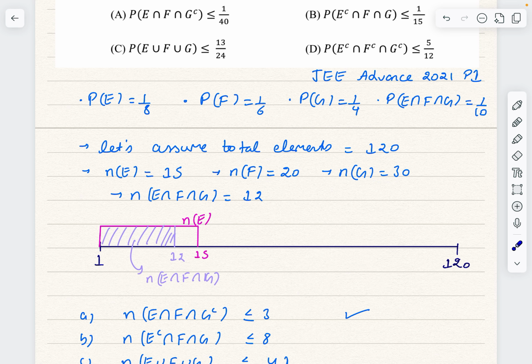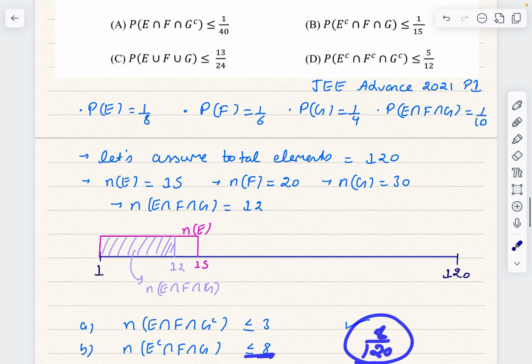But at max we can have 8 only because F is left with 8 elements. So we cannot have more than that. So maximum value of this is 8. So probability will be 8 over 120, which will be 1 by 15. So option B will also be correct.